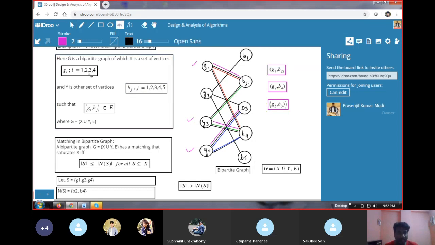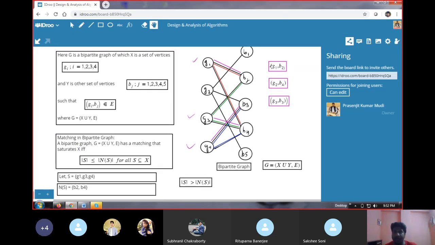and this is the meaning of this line. So there is a matching which saturates capital X. Capital X saturates means, this is the meaning of saturates, I mean, no one girl is having two boyfriends. That is the meaning of saturation. So G1 B2, G2 B4, G3 B3. It's a possible matching on bipartite graph G.